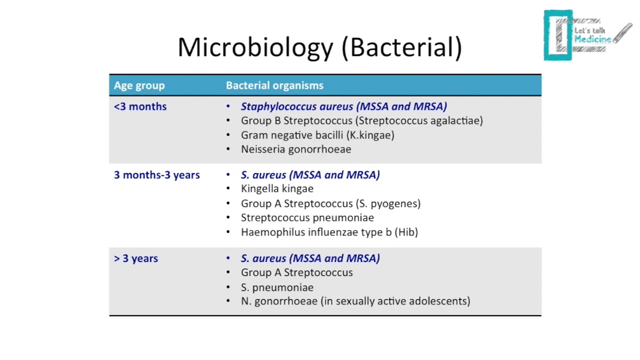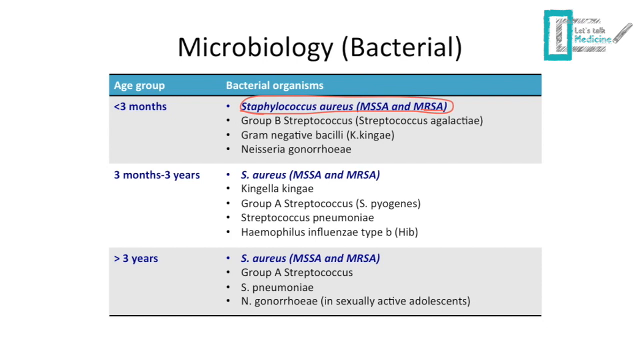So in neonates, you usually see Staph aureus at the top of the list, and even in the other age groups. So remember, the most common cause of septic arthritis in all age groups, as we said, is going to be Staph aureus, and the most common type of Staph aureus is going to be MRSA. Other causes in neonates can be group B streptococci or Streptococcus agalactiae, and gram-negative bacilli or coccobacilli. Neisseria gonorrhoeae is an important organism in this age group.